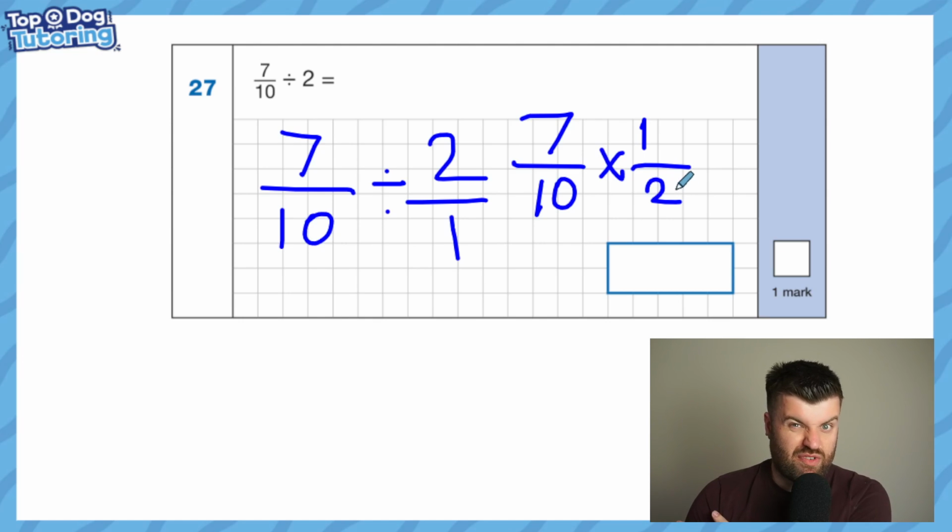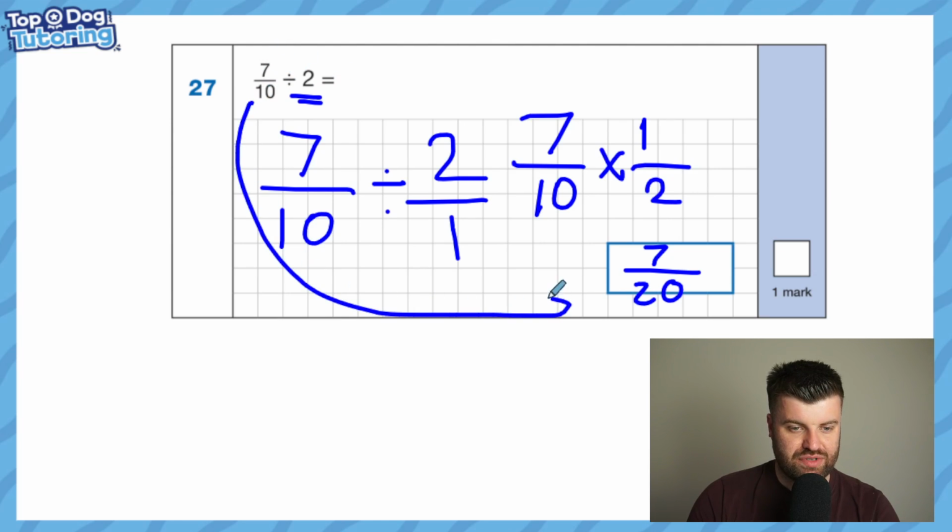Once we've done that, we remember from earlier, it's very easy. We just multiply the top, we get 7. Multiply the bottom, we get 20. Because remember, if we're dividing by 2, we should be getting smaller. So 7/10 is actually greater than 7/20. We do still get smaller, and that will get you the mark.